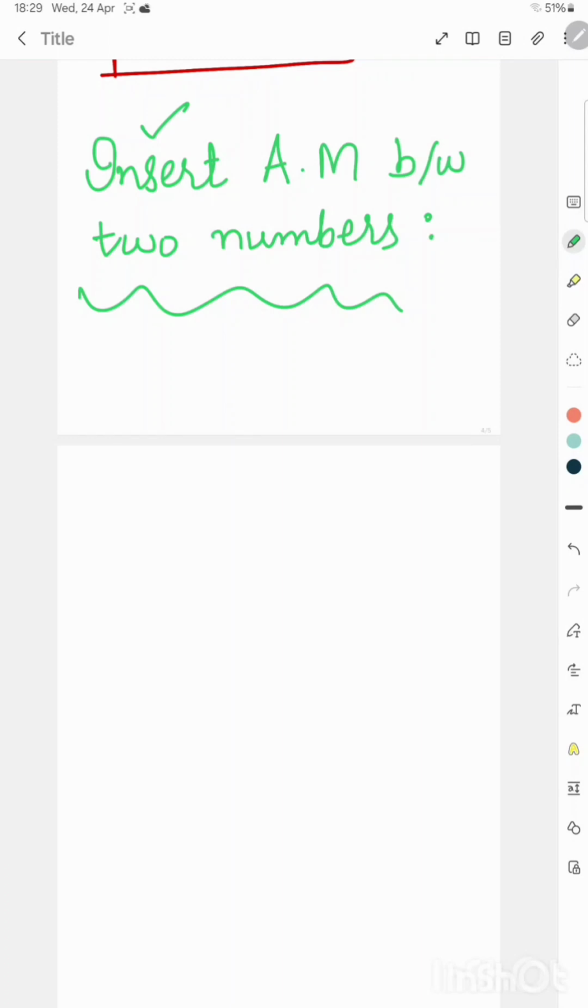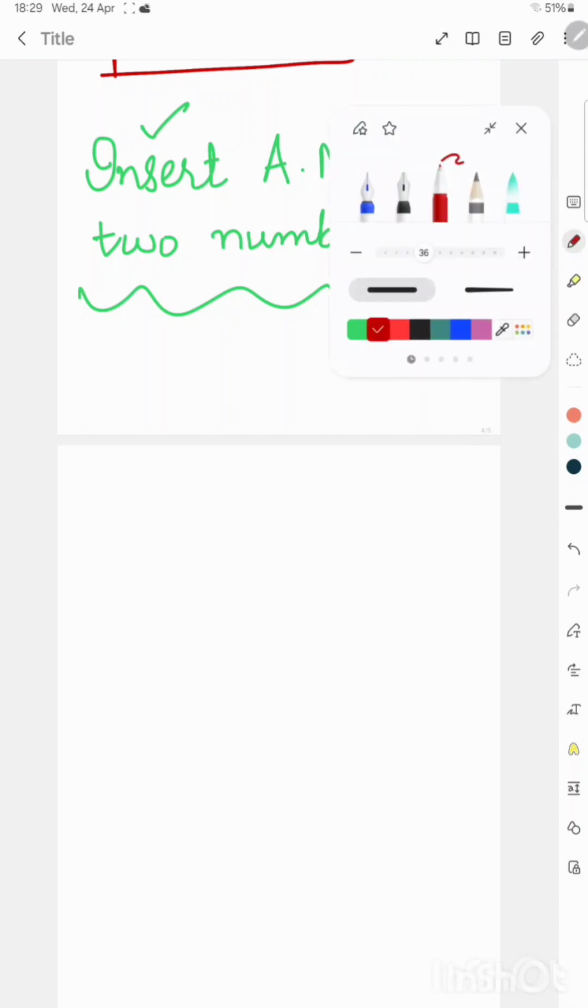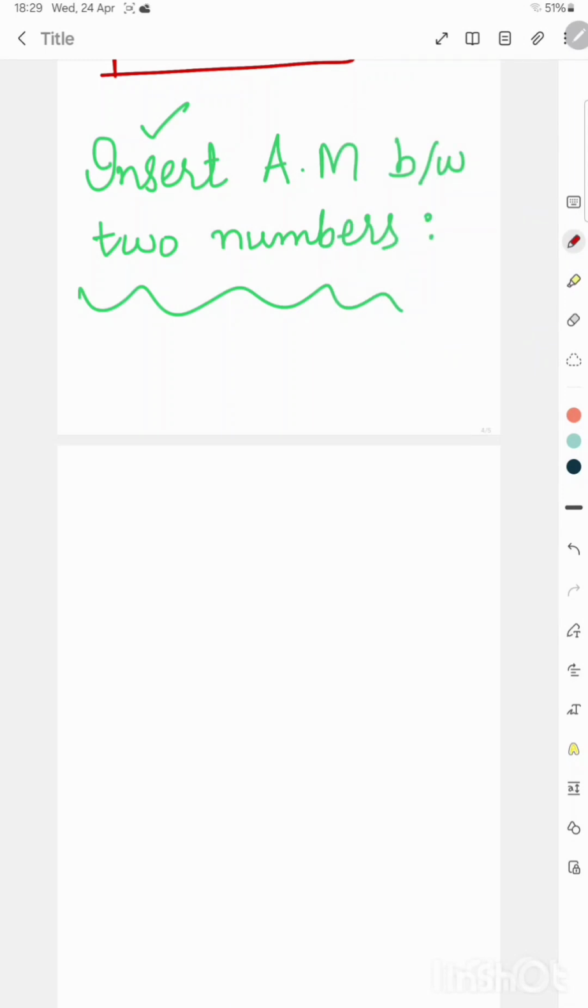The meaning of insert is to put between the two values that will be given, the arithmetic mean. Okay, how will this be solved? For this, again there will be a formula used for finding insert arithmetic mean between two numbers, and the formula which we will be using in solving examples and questions is an is equal to a1 plus nd.